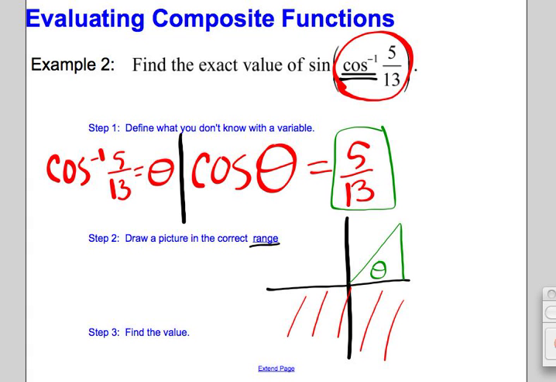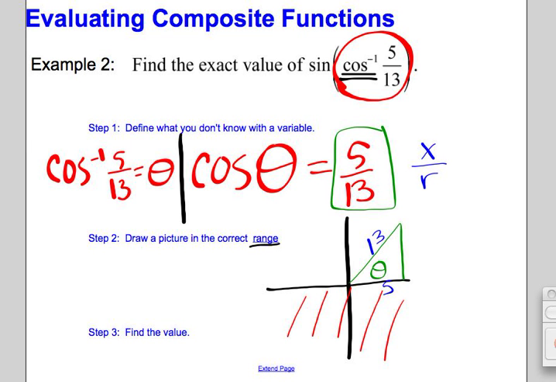Now I'm going to label my sides on my picture. Cosine is defined as x over the radius. I'm going to use that definition because of this fraction, and I'm going to put 5 and 13. Oops, that's not x. 5 and 13 on my triangle. So 5 is my x, 13 is my radius.